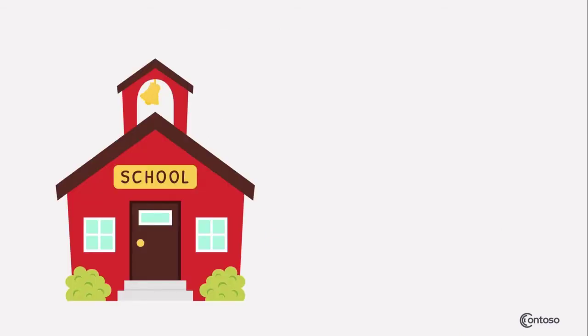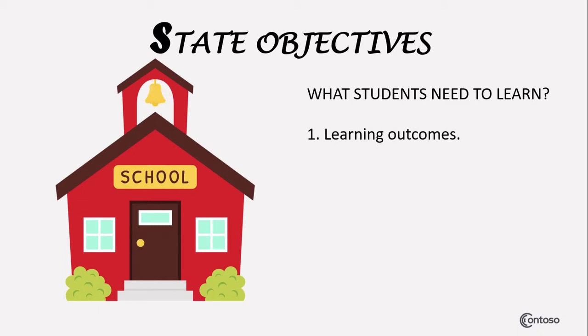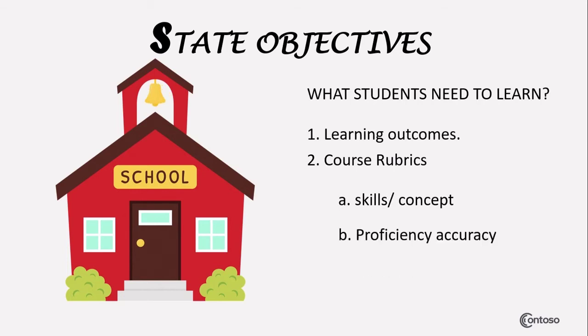Now, the first S for ASSURE stands for State Objectives. The objective is the main instructional guide that will direct the flow to reach the target. Here, we think of what students need to learn. It must include the learning outcomes. The learning outcome is a statement describing what the learner would be able to perform as a result of the instruction. And we must also include the course rubrics, which include the skills and concepts, proficiency accuracy, and conditions of performance.